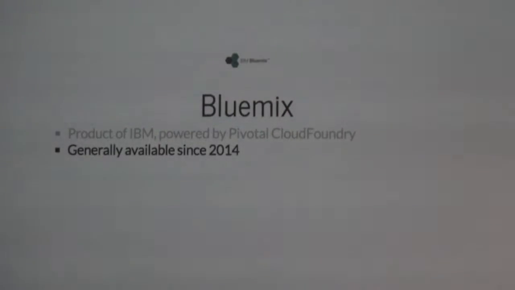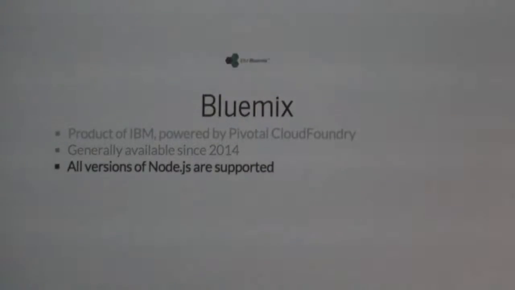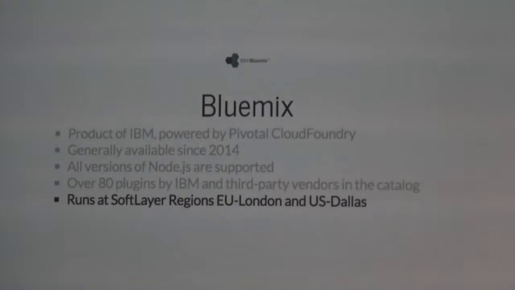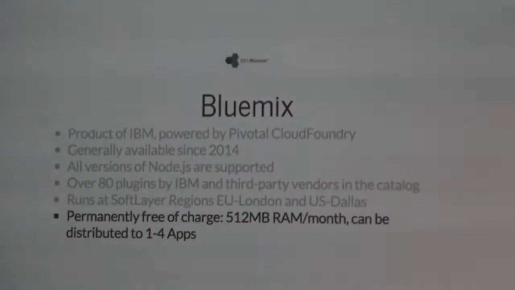Bluemix was then especially celebrated by the press for their offering to integrate IBM Watson, this cognitive learning system, as a service into a platform as a service offering. So that's certainly something that's very unique for Bluemix. If you need that feature, okay, go to Bluemix. What's also cool is that they offer all available Node.js versions, and you have over 80 plugins by IBM, like Watson or DB2, and also by third parties available in their catalog. And they are the only ones I've now described in detail that don't host at Amazon Web Services, but at SoftLayer, which is IBM's own infrastructure as a service company. You can host there 1 to 4 apps permanently free of charge, but you're limited to 512 megabytes of RAM in total. So you can split it to 4 apps with 128 or 1 app with 512 megabytes, for example.